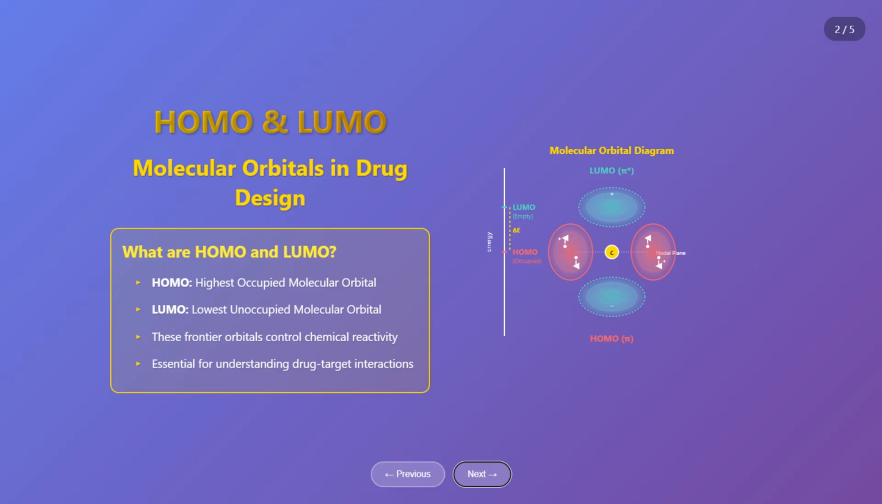You can see the HOMO with electrons shown as white dots and the empty LUMO above it. Notice the phase indicators. The plus and minus signs show the quantum mechanical nature of these orbitals. Remember, this energy gap between HOMO and LUMO determines how reactive your molecule will be. This is fundamental for understanding drug behavior.